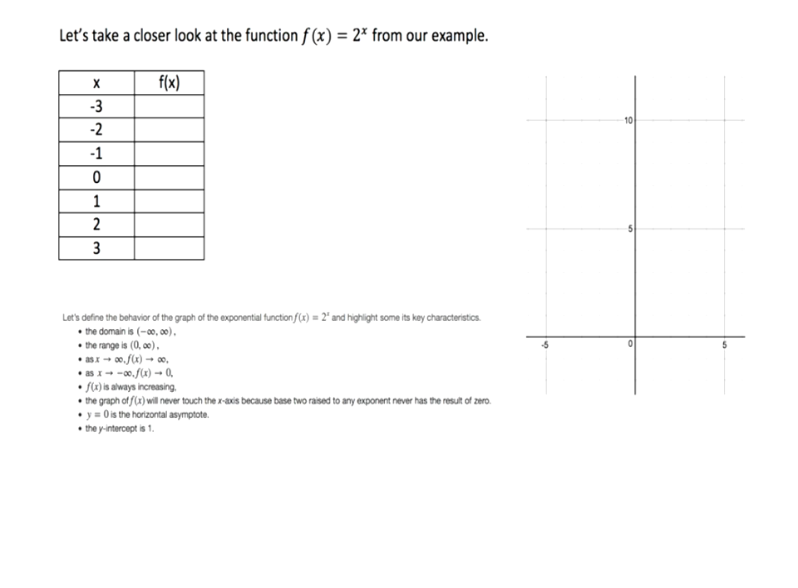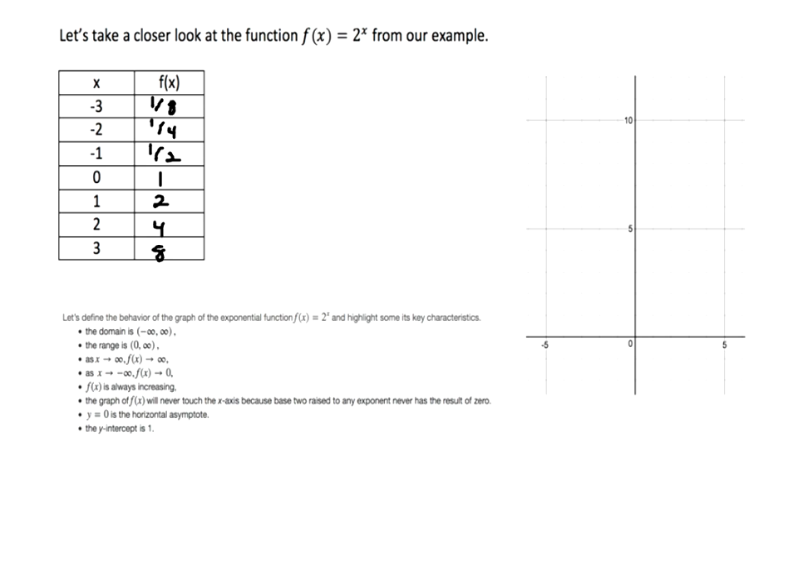Okay, so let's take a closer look. Once again, we have our exponential function. We now know that 2 to the negative third power is 1/8, 2 squared is 1/4, 2 to the negative first is 1/2, 2 to the 0 is 1, 2 to the first is 2, 2 squared is 4, 2 cubed is 8. Let's take a look at this on a graph. Okay, so we have negative 3, 1/8.